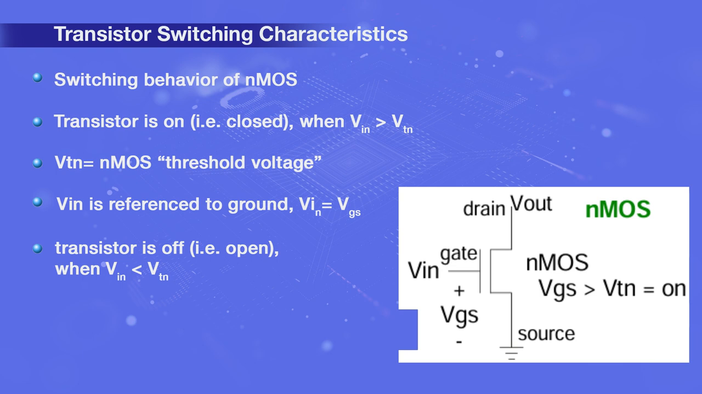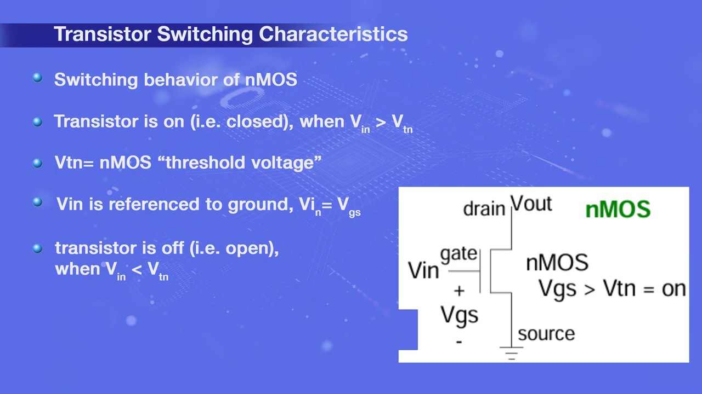So the transistor is on when Vin is greater than the threshold voltage. Hence, the transistor will be conducting in this phase. So it will act as a closed switch. At times, these MOSFETs can be used as a switch also.